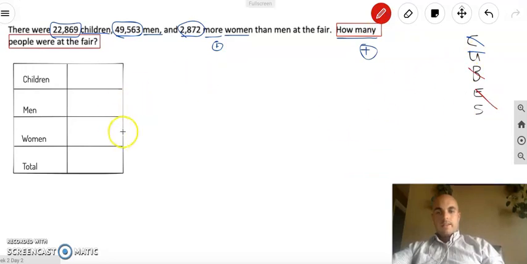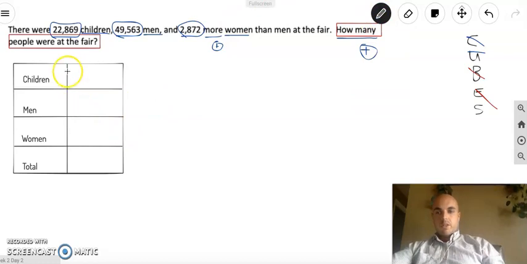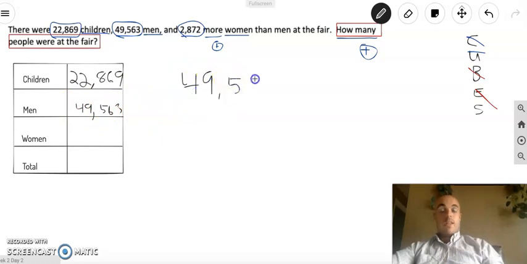Okay. So now I can solve. So let's start by putting in the numbers that I have. So I have 22,869 children, 49,563 men. But I have 2,872 more women than men, so I have to add to this 49,563. It's a lot of people at a fair. I'm willing to bet this number is going to be pretty big when we're done adding all of it up.